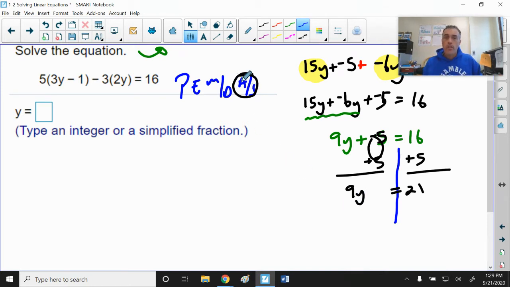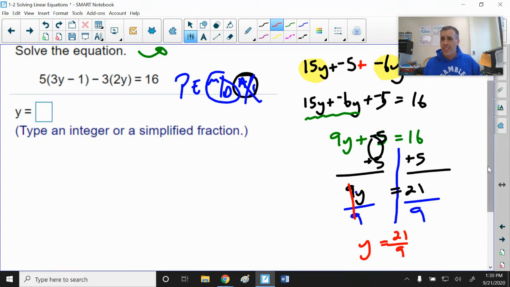So now I'm going to attack the multiply divide second. I'm going to undo times 9 with the opposite operation. I will divide 9. And to maintain balance, I'll divide 9 on the other side as well. A number divided by itself is 1. I have 1y equals 21 ninths.